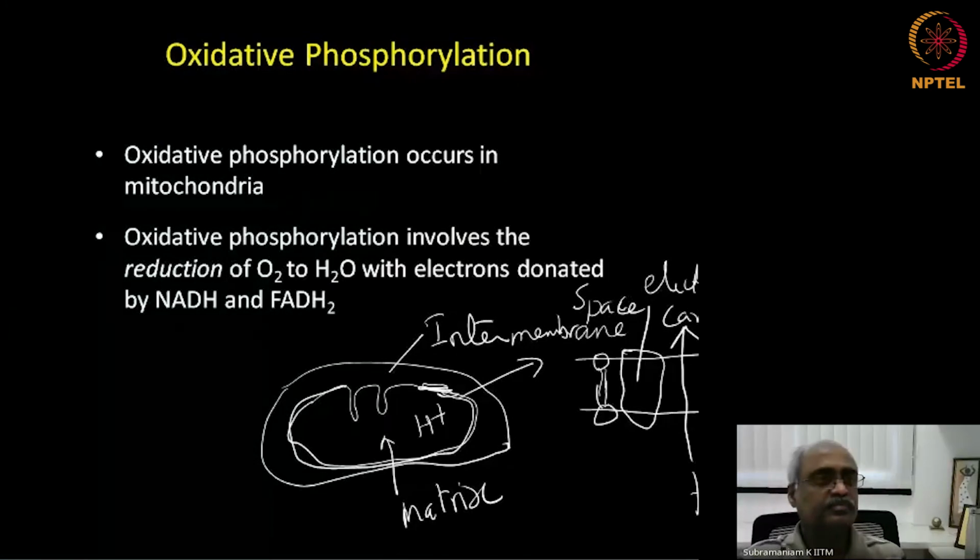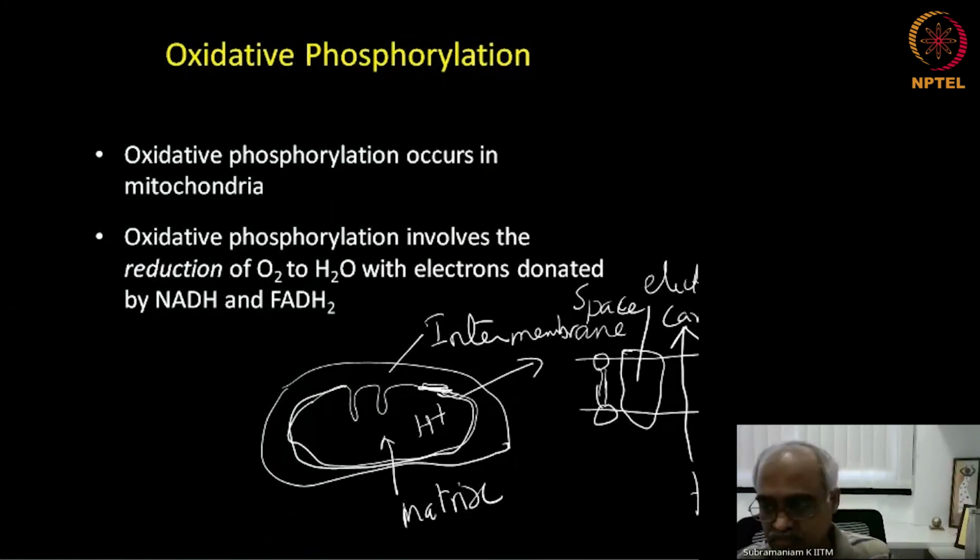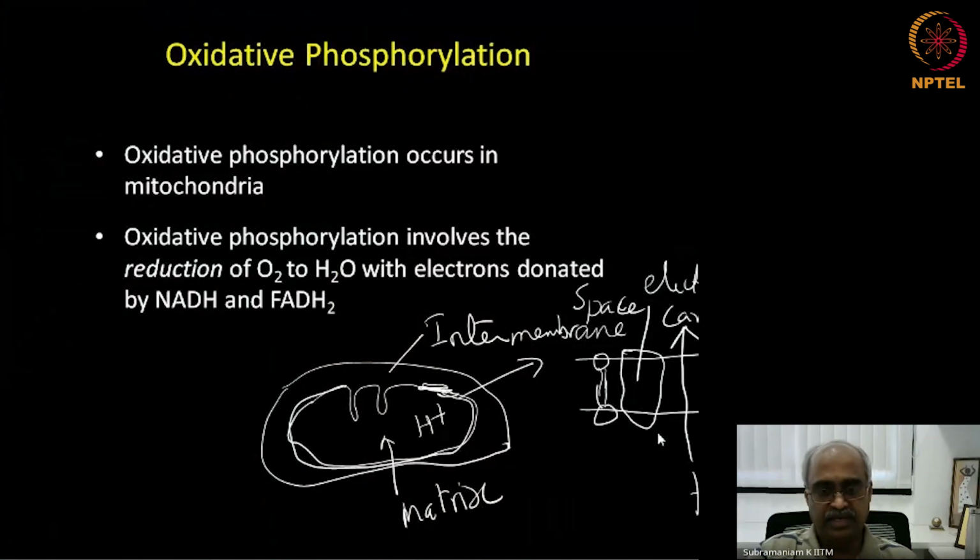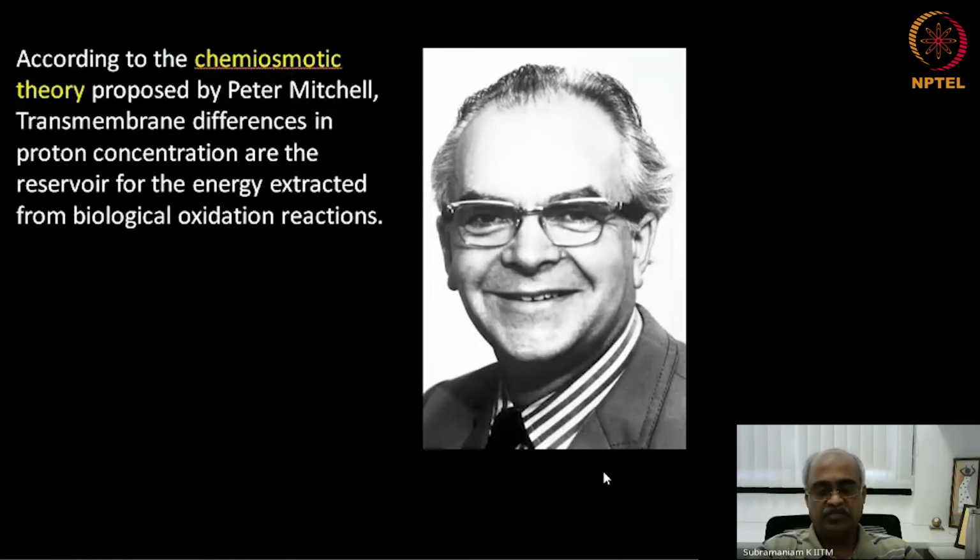When protons move from the matrix to the intermembrane space, you are actually going to build a proton gradient across this membrane. So you're going to have more protons, which are positively charged, in the intermembrane space and negative charge in the matrix. That is going to be the end result of this electron transport. So let us go and look at the individual steps.